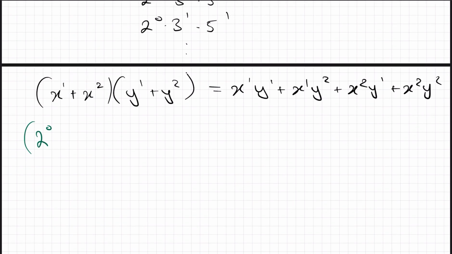So let me show you what I mean. We can have 2 to the 0 plus 2 to the 1 plus 2 to the 2. There's our first bracket. Multiply that by 3 to the 0 plus 3 to the 1. And multiply that by 5 to the 0 plus 5 to the 1.